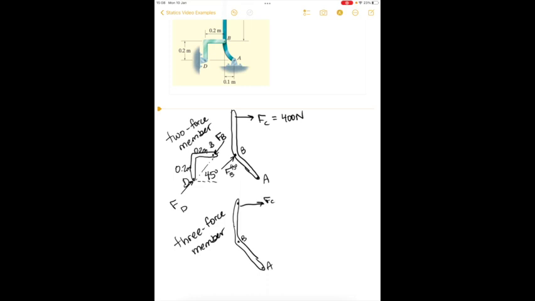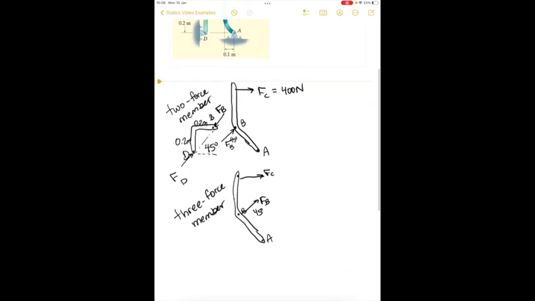Well, we see that FC is going this way, FB is at a 45-degree angle, so we know they can't be parallel. So actually, what we can do is we can say that all of the forces should point to a single point O. And we can actually find out that the force A points in this direction. So in actuality, the force B will be oriented in this direction. But we can see that this line will go to the point O.